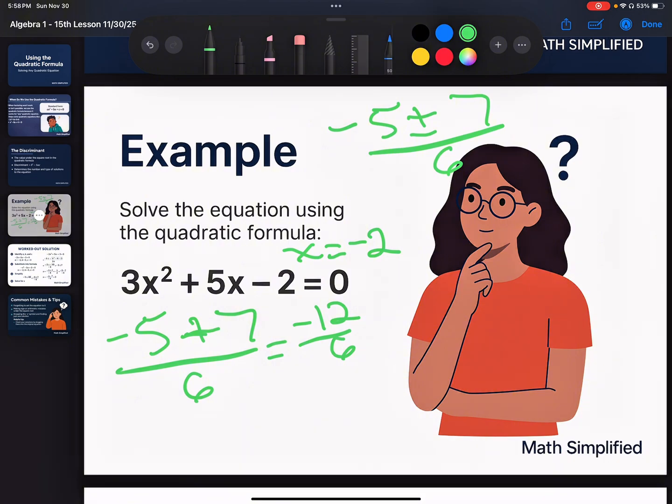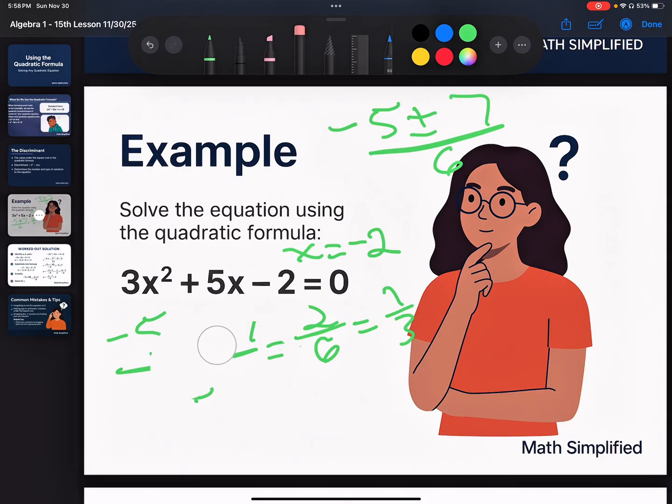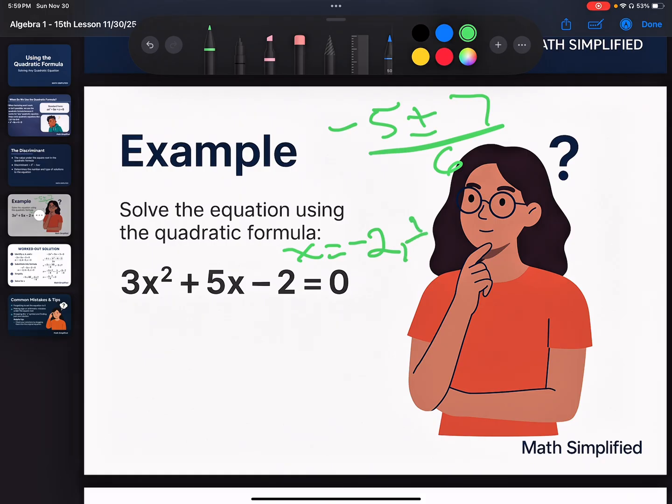And then let's say we decide to add now. So -5 plus 7 would be 2, and then divided by 6, that would be 1/3. So our solution could either be x equals -2, or it could also be 1/3, okay? So those are two solutions using the quadratic formula.